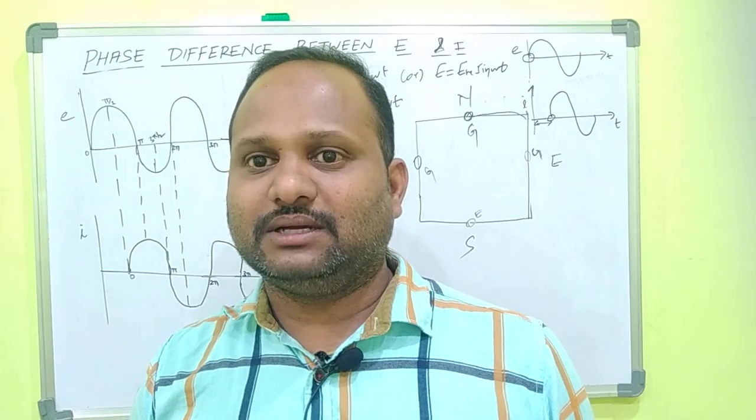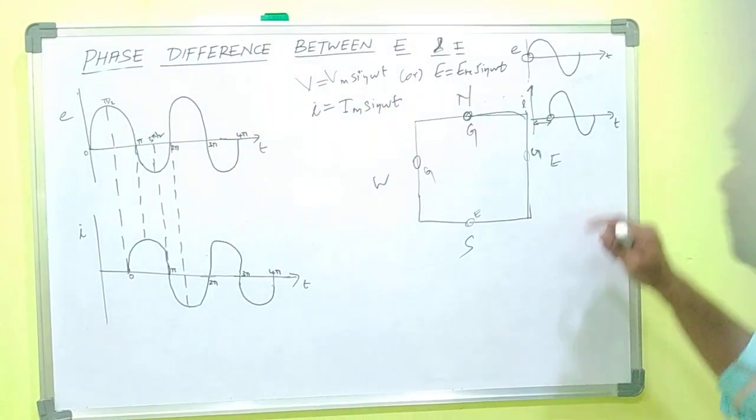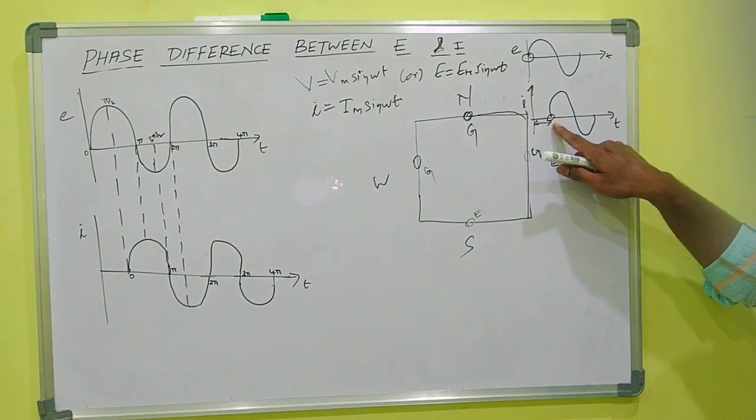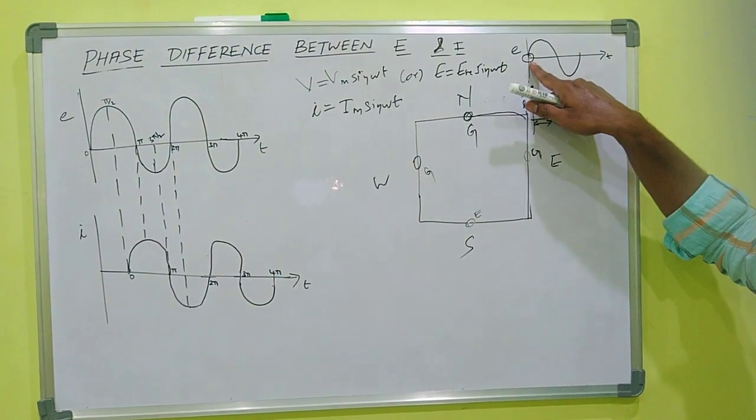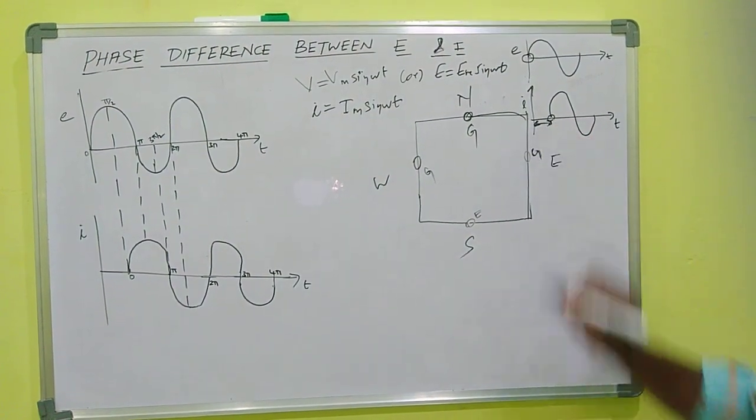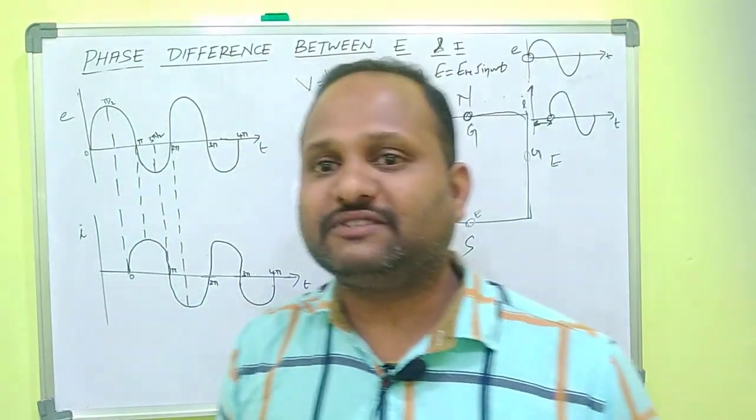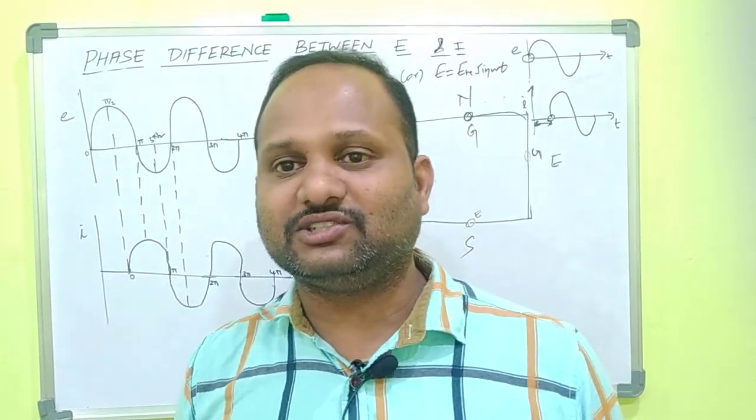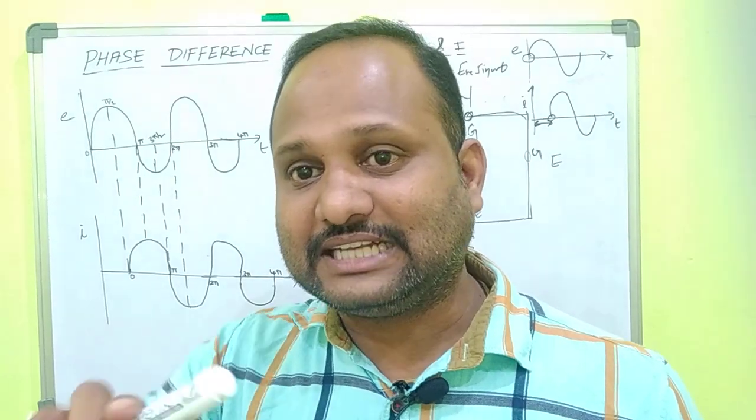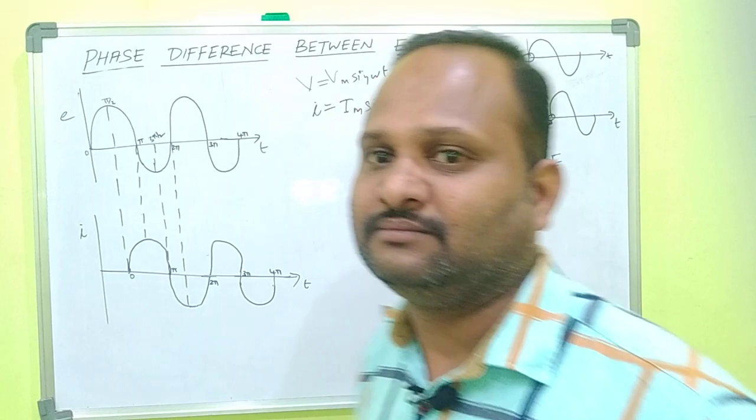Current is nothing but a movement of charge carriers. The charge carriers start moving from here, but the energy is given from the origin. So there is a delay. This is the delay. This makes the phase difference between the current and voltage. So EMF is a cause, current is a result or effect. There is a time delay between the cause and the effect, or cause and the result.